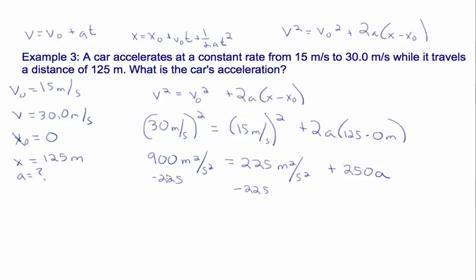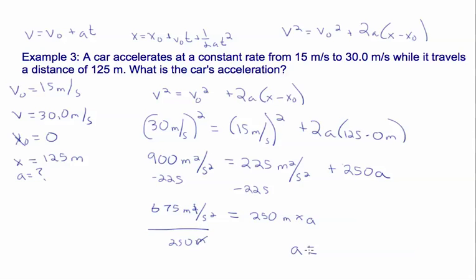And you get 675 meters squared per second squared equals, I accidentally left that off, I'm sorry, 250 meters times A, and the meters up here. Now to solve for A, you divide both sides by 250 meters. And when you divide this side by 250 meters, that cancels out one of those, giving you meters per second squared, which is correct for acceleration.